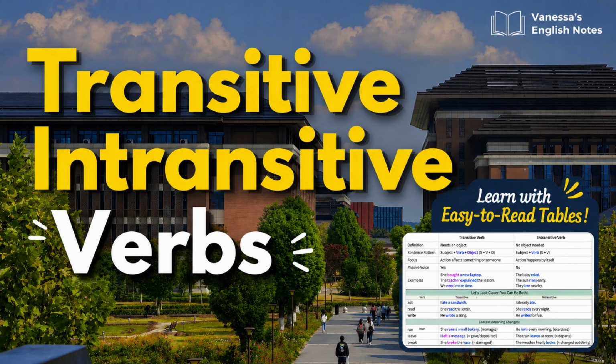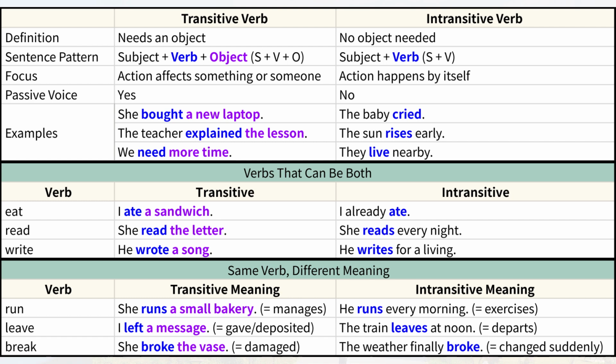Transitive versus intransitive verbs. Transitive verb versus intransitive verb. First, let's understand the basic idea. A transitive verb needs an object. An intransitive verb does not need an object.